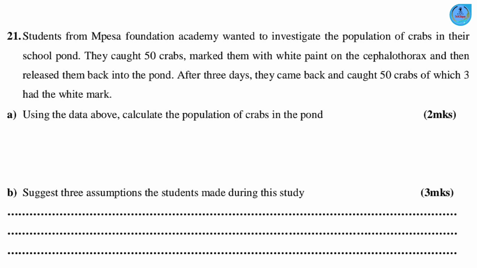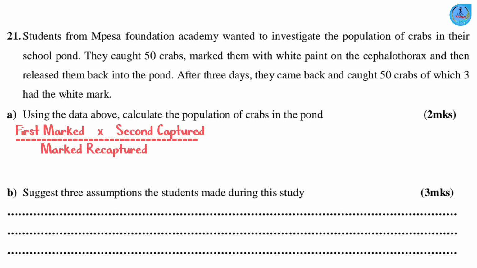Okay, so we're going to use the following formula. First marked multiplied by the second captured over marked recaptured. So how many crabs were first collected and marked? 50. How many were captured in the second lot? Again, 50. How many were captured in the first lot as well as the second one? Only 3. So this will give us 833.3. Now we're talking about crabs, organisms, so we can't have decimal places, okay? So it's going to be 833 crabs.